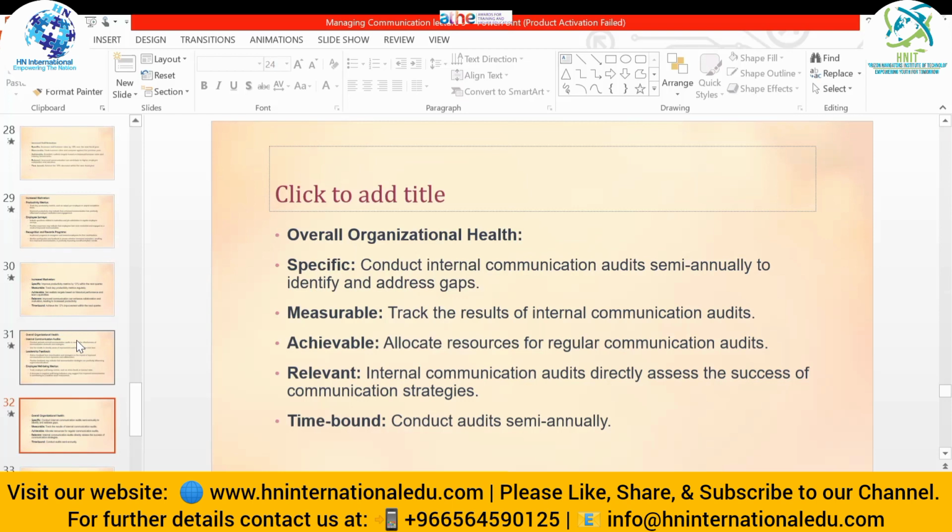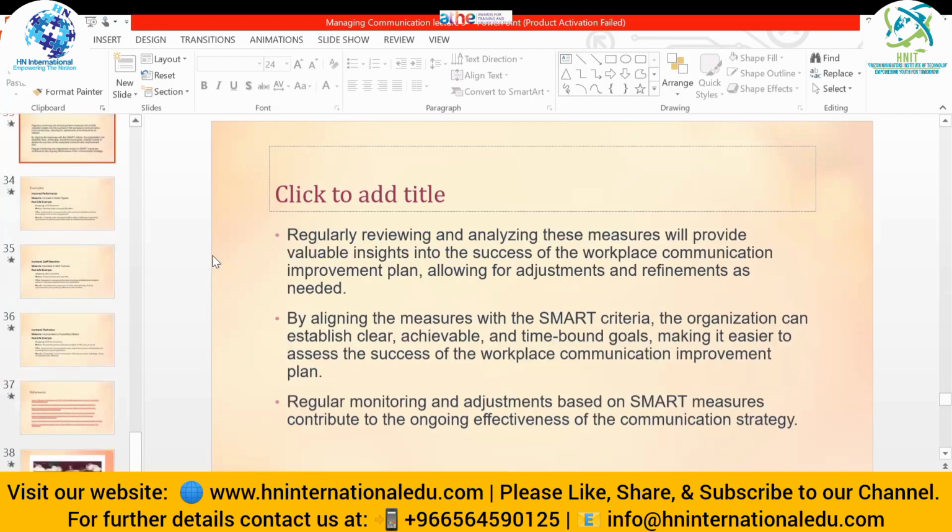That is the best time. But for organizations which are having problems all the time, we can conduct them every 3 or 4 months. Regularly viewing, reviewing and analyzing these measures will provide valuable insights into the success of the workplace communication improvement plan, allowing for adjustments and refinements as needed.